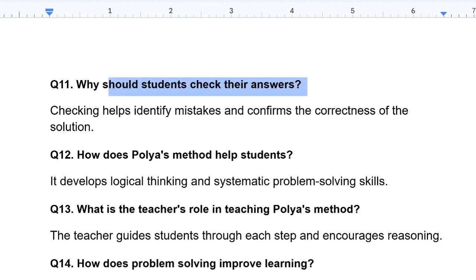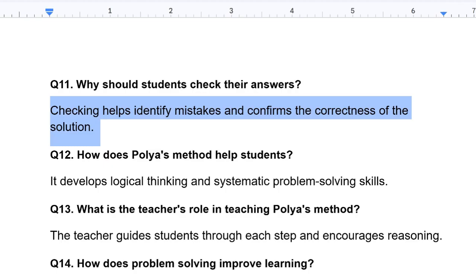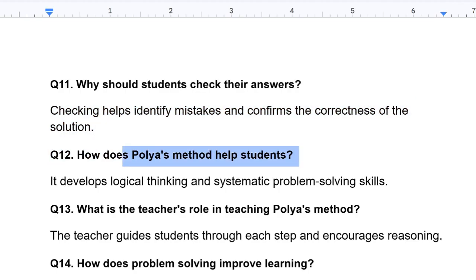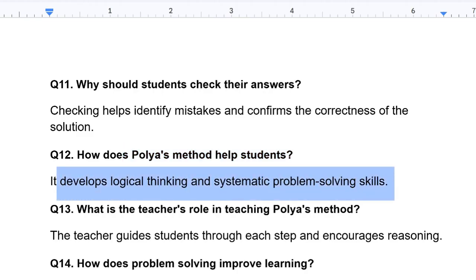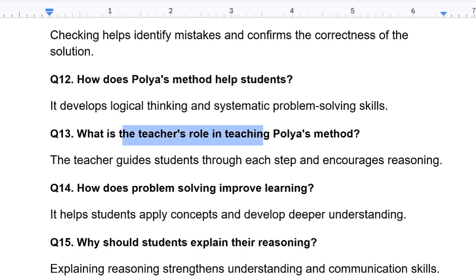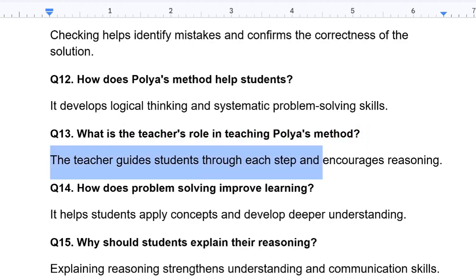Why should a student check their answer? Checking helps identify mistakes and confirms the correctness of the solution. How does Polya's method help students? It develops logical thinking and systematic problem solving skills. What is the teacher's role in teaching Polya's method? The teacher guides students through each step and encourages reasoning.